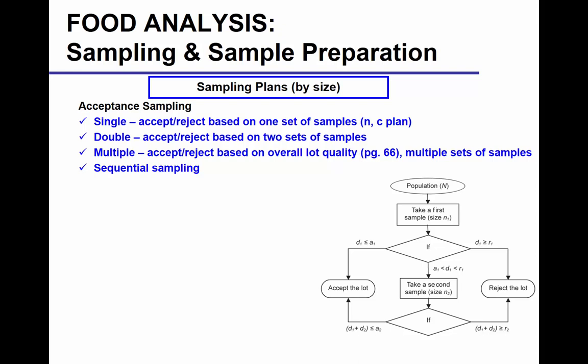So if your number of defects is between the acceptance and the rejection number, you will take another set, and then you will determine the number of defects. If the number of defects you found in the second set plus the number of defects you found in the first set are greater than a particular number, you reject. And the opposite is true. If they are smaller than a particular number, then you accept. So multiple acceptance is basically an extension of the double. So you continue doing that.